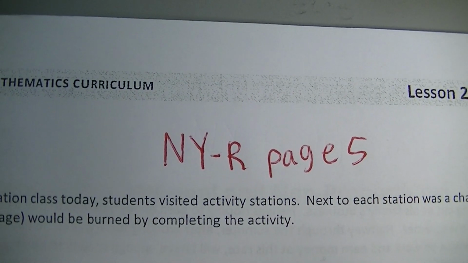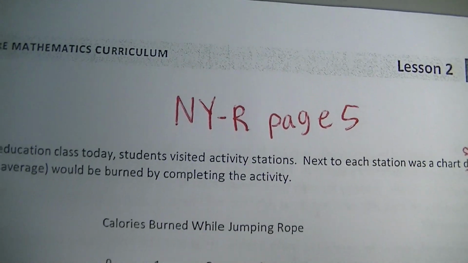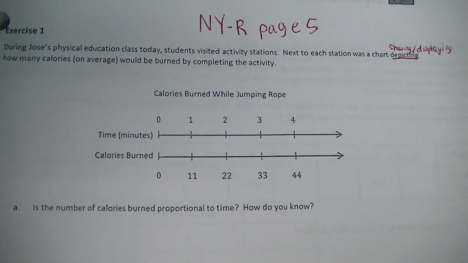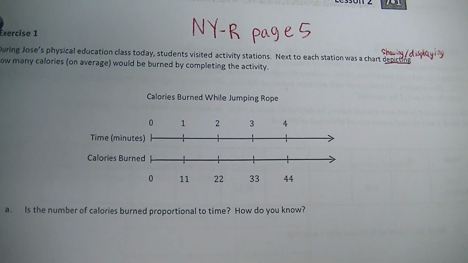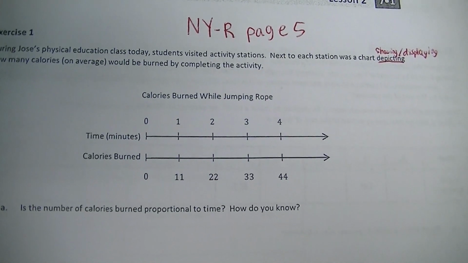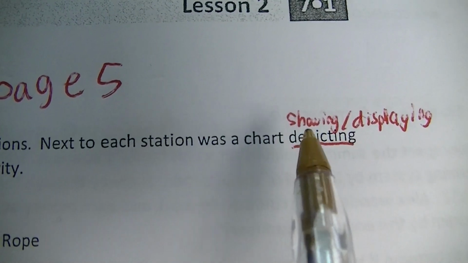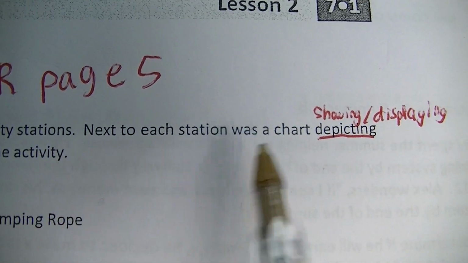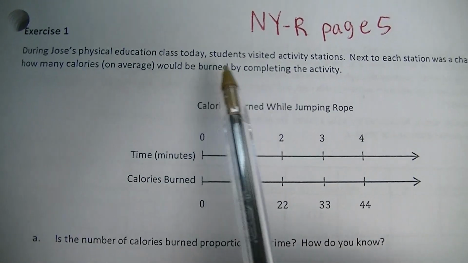This video is going to show you how to complete the problems on this page 5 out of your math book. So the first problem says, during Jose's physical education class today, students visited activity stations. Next to each station was a chart depicting how many calories, on average, would be burned by completing the activity. So that word depicting, in case you ever see it in the future, just means showing or displaying. So next to each station there was a chart that showed how many calories would be burned by completing the activity.